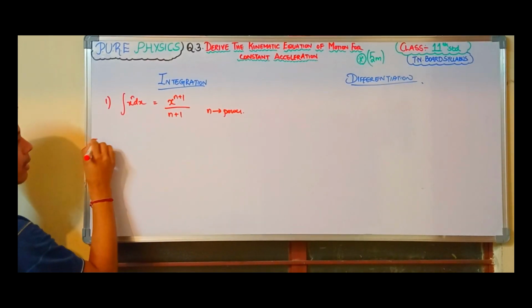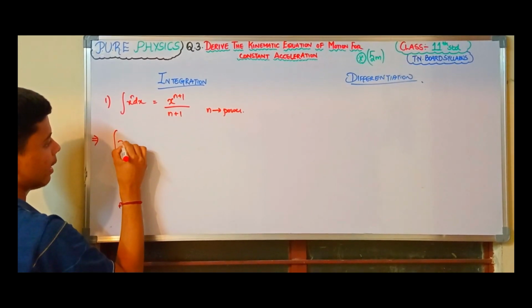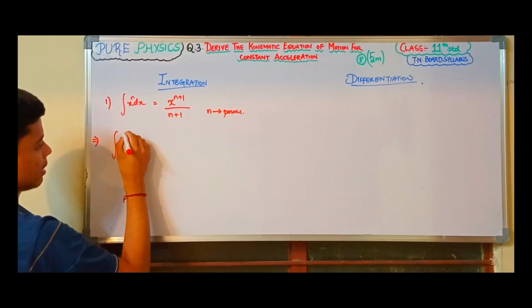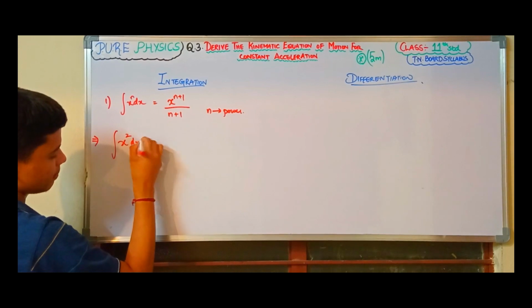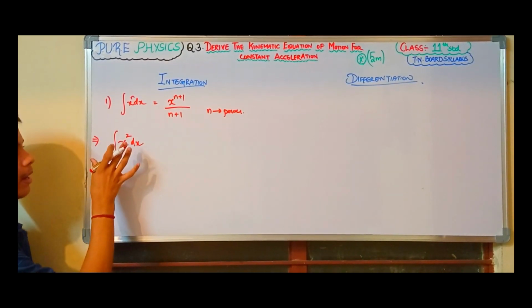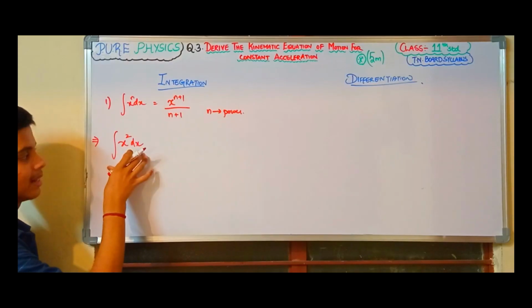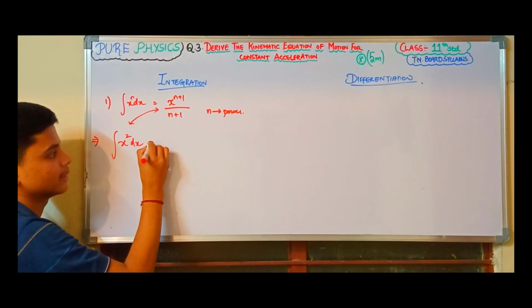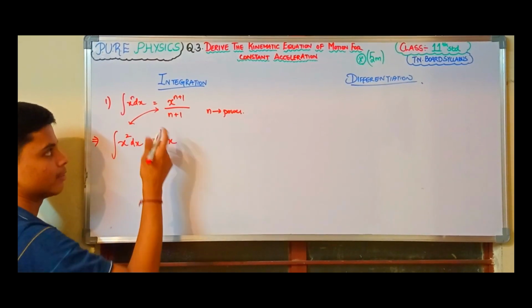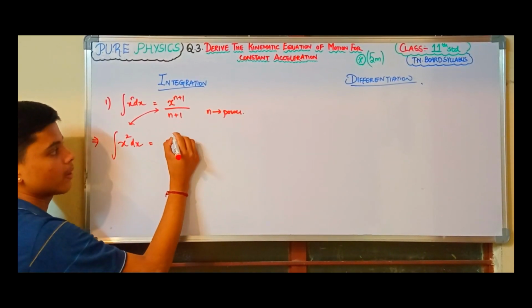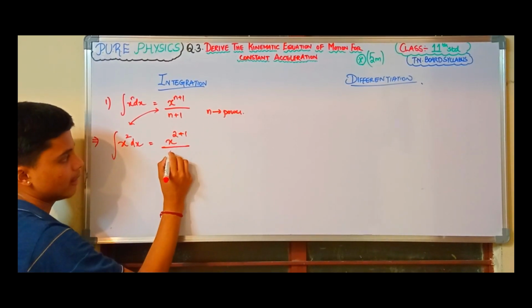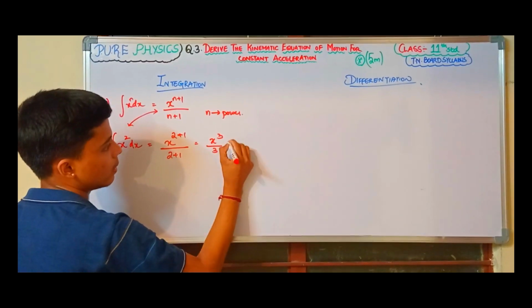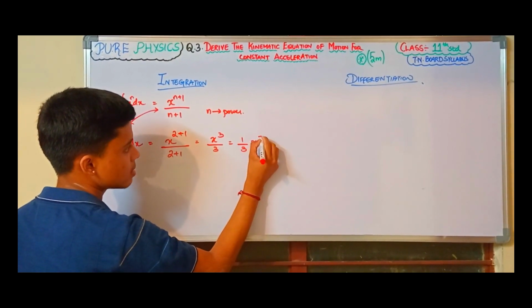Now, for example, I'm going to give you a basic example, integral of x power 2 dx. You need to integrate this. If you are given an integral question like this, then you need to apply this formula. In the place of n, you put 2, add 1, and divide by 2 plus 1, which gives x cubed by 3, or you will write it as 1 by 3 into x cubed.